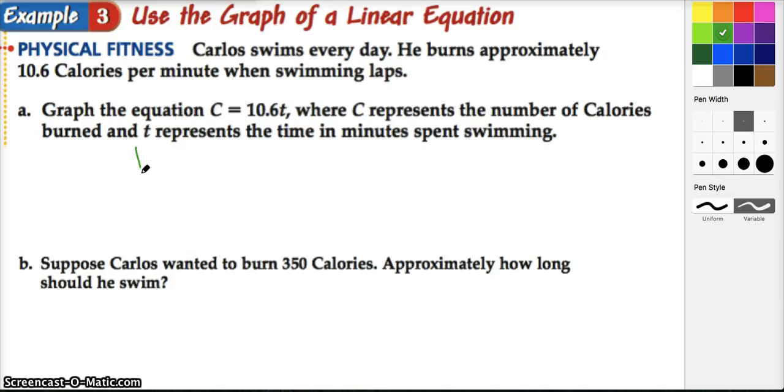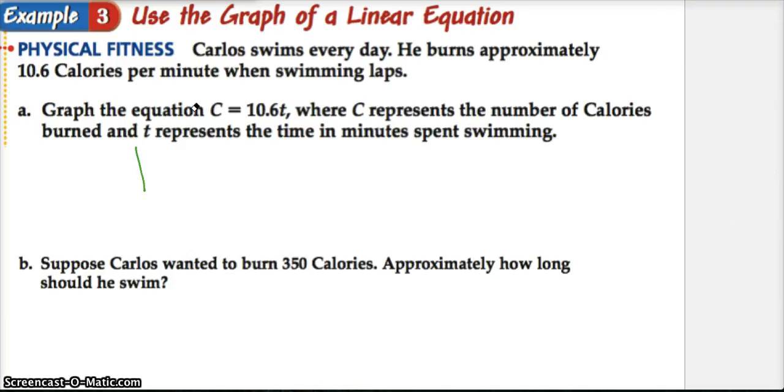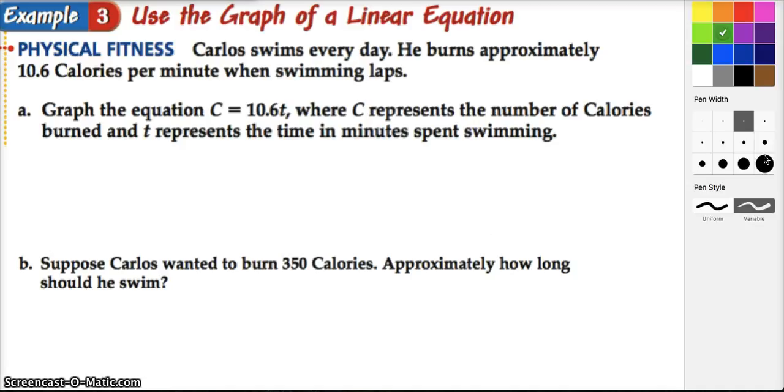And if I haven't said this to you before, I want you to hear me now. Generally, when we're talking about time, it is usually going to be on the horizontal axis. Time is usually the independent variable, and we will refer to it oftentimes in algebra when we're dealing with any type of problem. So I want you to keep that in mind. So we're going to have our time across the bottom and we'll have our calories burned along the side.